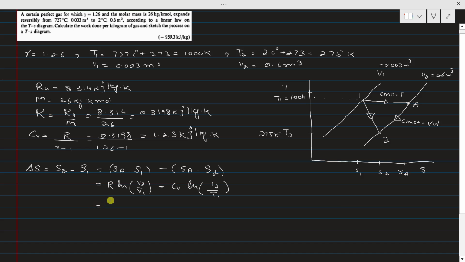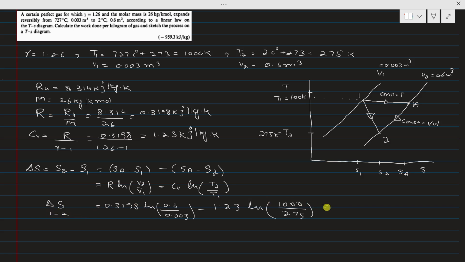Now put in the values. What is R? That is 0.3198 ln V2, that is 0.6 divided by 0.003, minus Cv, that is 1.23 ln 1000 divided by 275. When you simplify it, you will get the net change in entropy from process 1 to 2, that is 0.106 kilojoule per kg Kelvin.